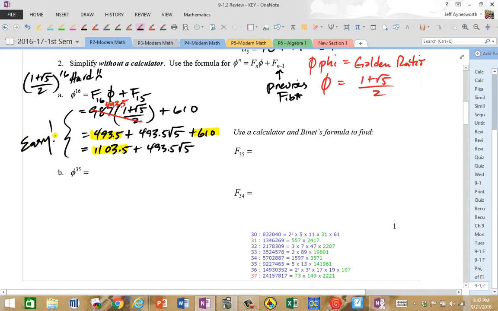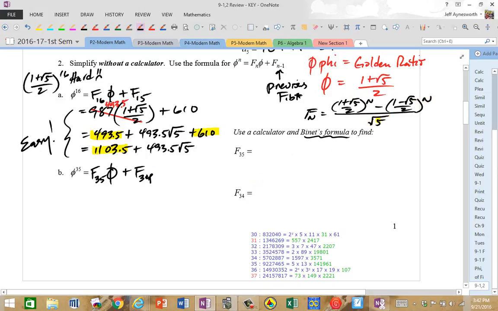All right, so now we want to take phi to the 35th power, and you say, oh, okay, Ainsworth, that's way too hard because I don't know the 35th Fibonacci number. Okay, that's true, I don't either, but we're going to find it. We're going to take the 35th Fibonacci number times phi plus the previous one, the 34th Fibonacci number. So we have to find these first using what's called Binet's formula. F sub n is equal to (1 plus the square root of 5) divided by 2 to the nth, minus (1 minus the square root of 5) divided by 2 to the nth, all divided by root 5. There's Binet's formula for the nth Fibonacci number.